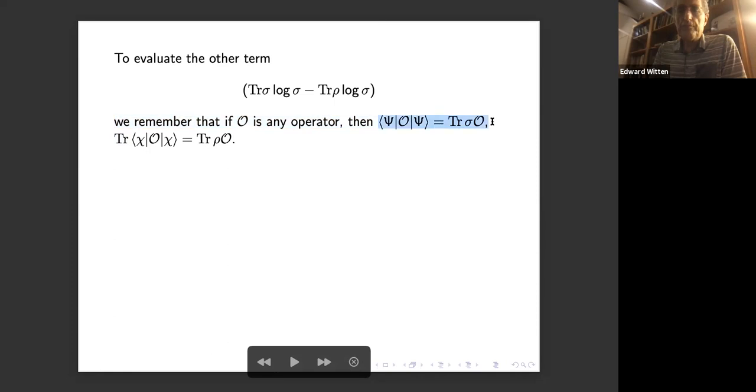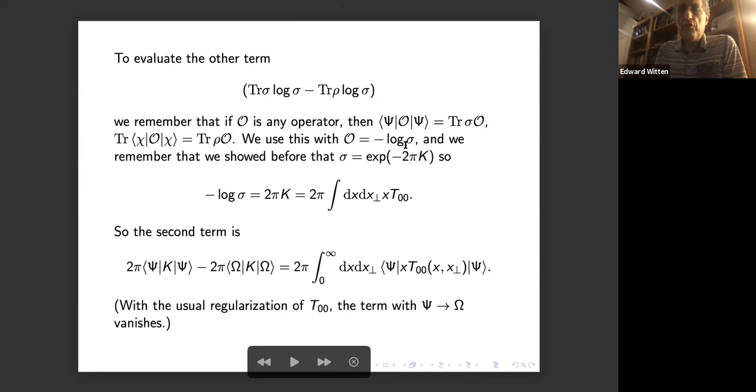And likewise for this one. So if I take O to be minus log sigma, the two terms here are the expectation value of O in the vacuum or in the state chi.